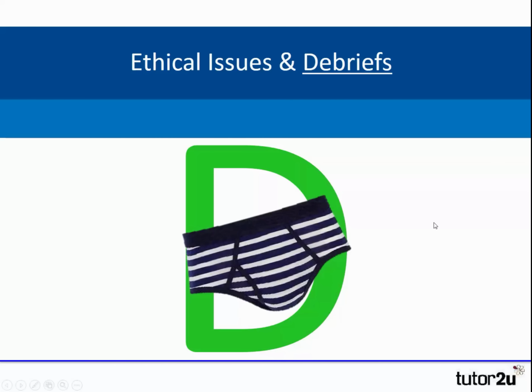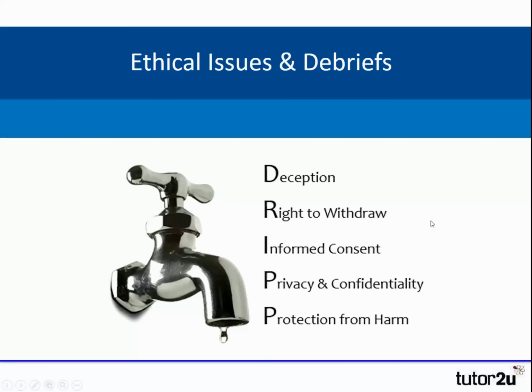Moving on, we're going to look at, finally, ethical issues and debriefs, because we've got just enough time to do that, okay? A nice easy way that you can remember the different ethical issues is with the word DRIP with an additional P. So you've got deception, right to withdraw, informed consent, privacy and confidentiality often go together, so that's a nice one to put together, and protection from harm.